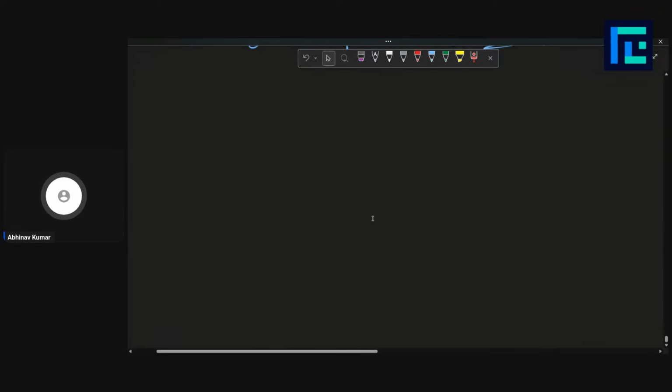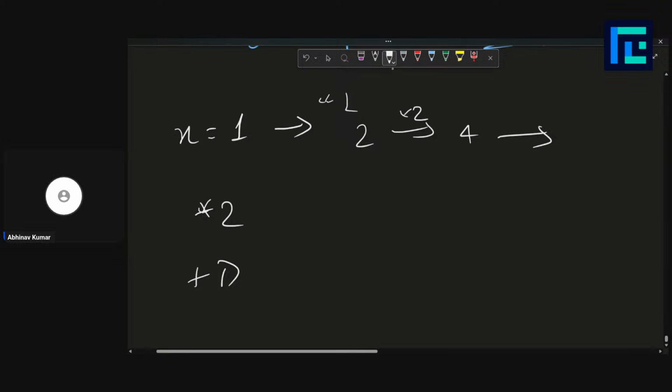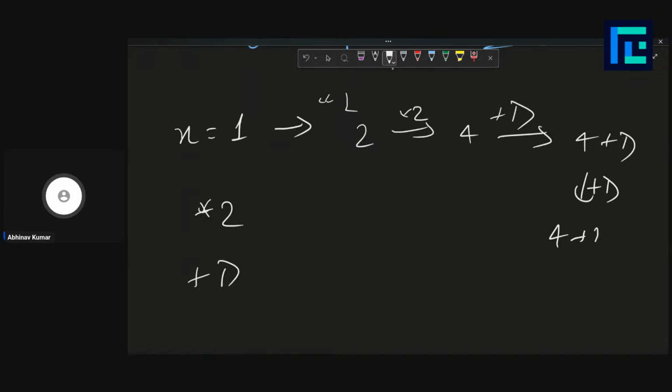Okay, I'll explain it once again. Start with x equal to 1. The operations available to you are multiply by 2 and add plus d. Let's say you multiply by 2, you get 2. Again you multiply by 2, you get 4. Add plus d, you get 4 plus d. Add plus d, you get 4 plus 2d. Multiply by 2, you get 8 plus 4d. Add plus d, you get 8 plus 5d.